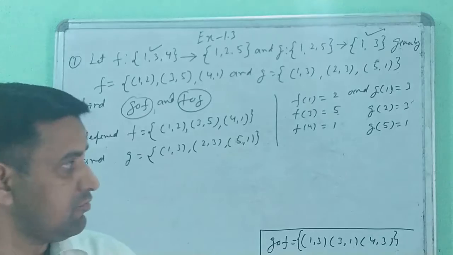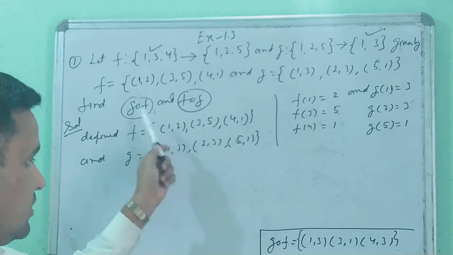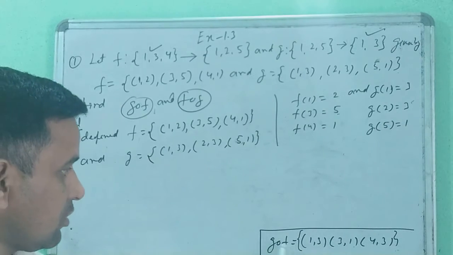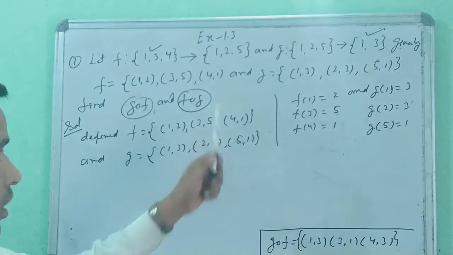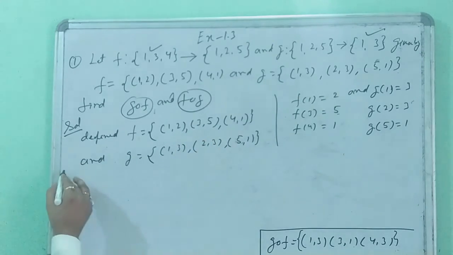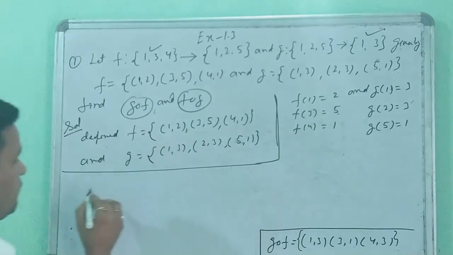Yes students, the first part you have completed here: how to find out the GOF. So this one is the result of the GOF here: 1 3, 3 1 and 4 3. Then how to find out the value of the FOG? Now we will start the solution of the second part of this question, how to find out the relation of the FOG.